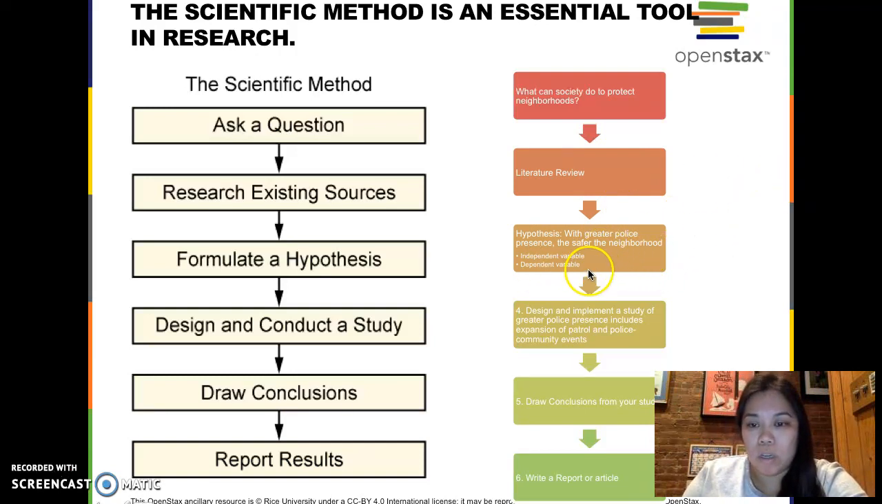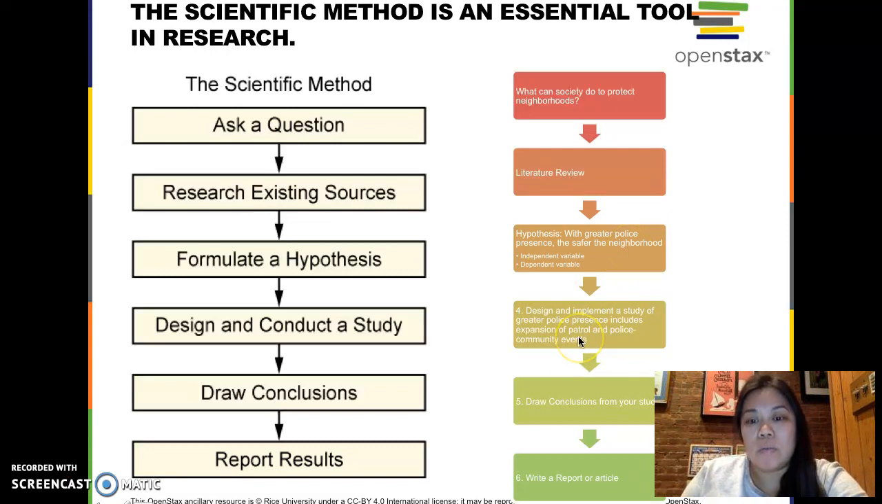And as your reading told you, independent variable and dependent variable are factors that usually go into hypotheses. So in this case, the independent variable is greater police presence, and the dependent variable, or the thing that is affected by the police presence, would be the neighborhood.